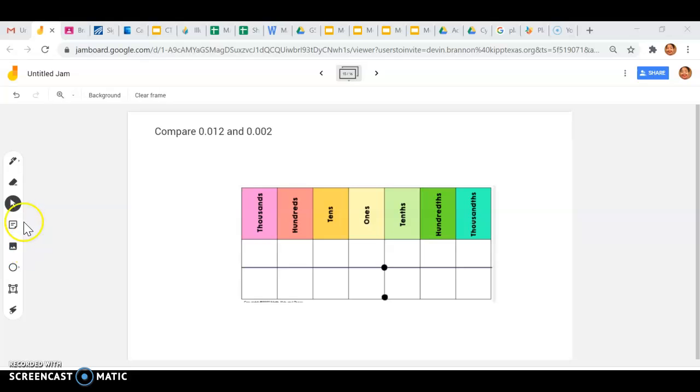The first thing in our criteria for success is that we're going to set up our numbers in our place value chart. So we're going to make sure that we're placing our numbers in the correct order. So we have 12 thousandths, and then we also have 2 thousandths.